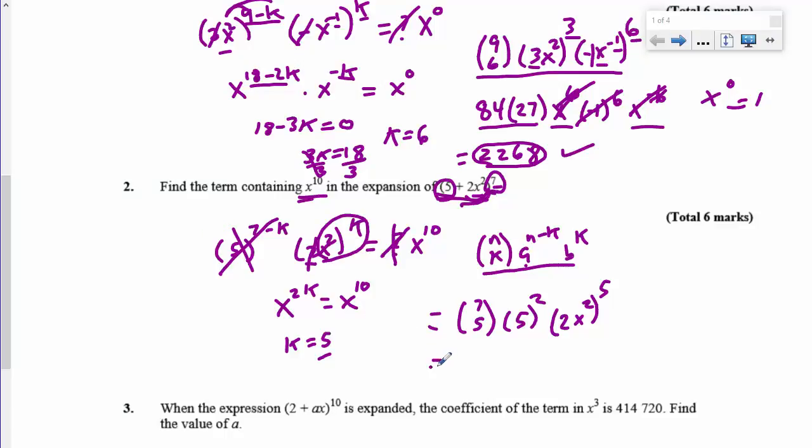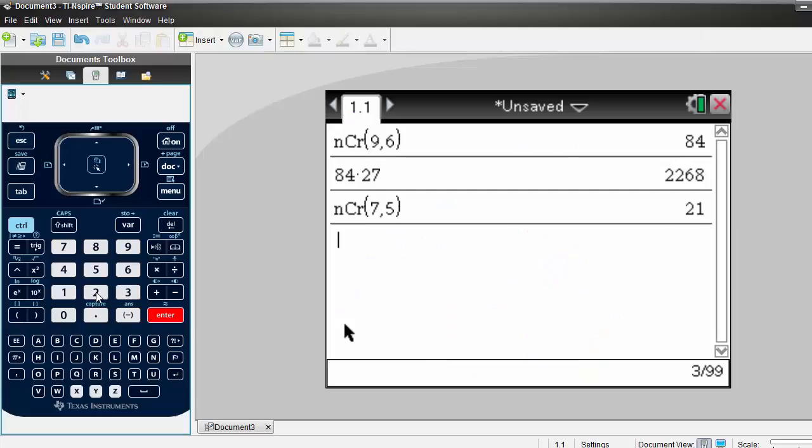I'm going to say, all right, this is 21 times 5 squared, which is 25, times 2 to the power of 5, and then we got x to the power of 2 times 5, which is 10. So really I need to figure out all this stuff right here. 21 times 25 times 2 raised to the power of 5, some big number. It's going to be 16,800.